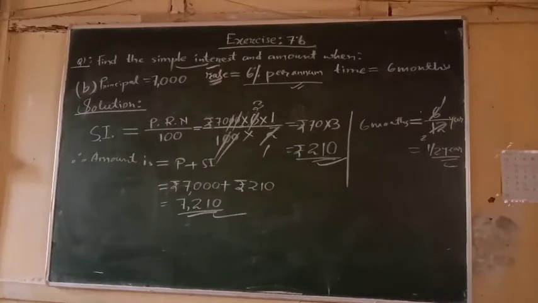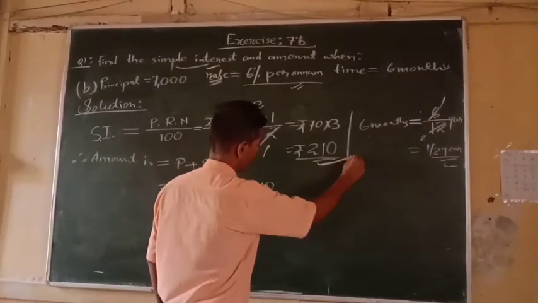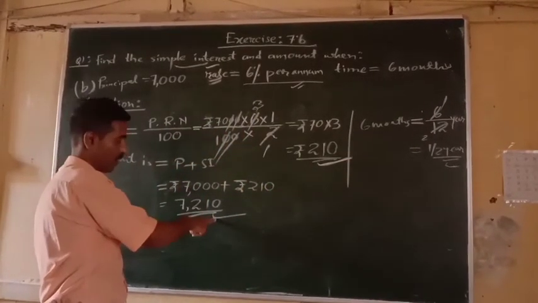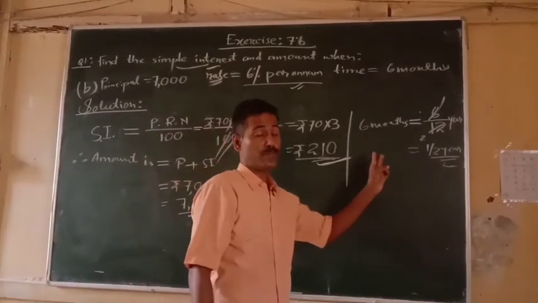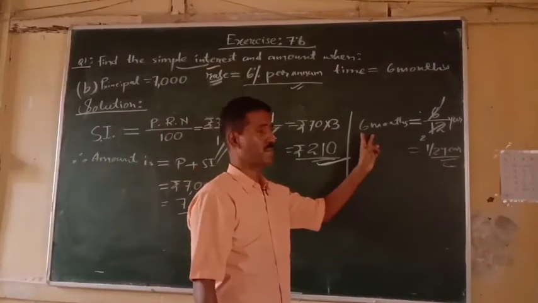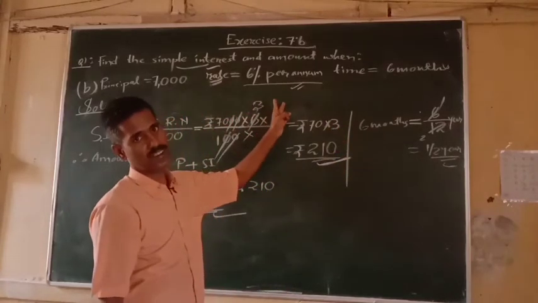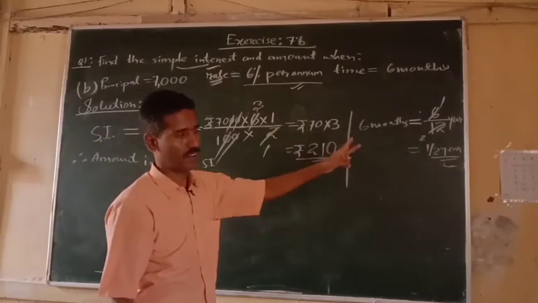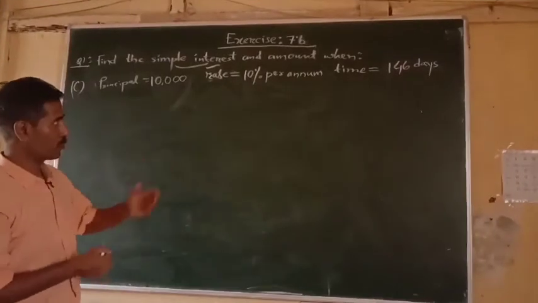Here we got our interest, simple interest, rupees 210, and here we got amount 7,210. But don't forget to convert the months into year if interest is calculated yearly. If interest is calculated half yearly, then it's all right, 6 months. Well children, now look at the board.